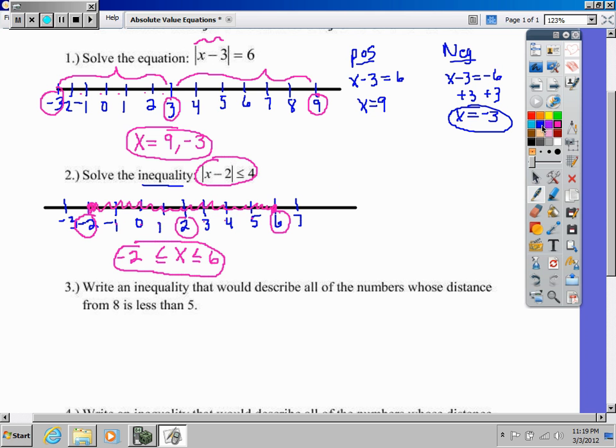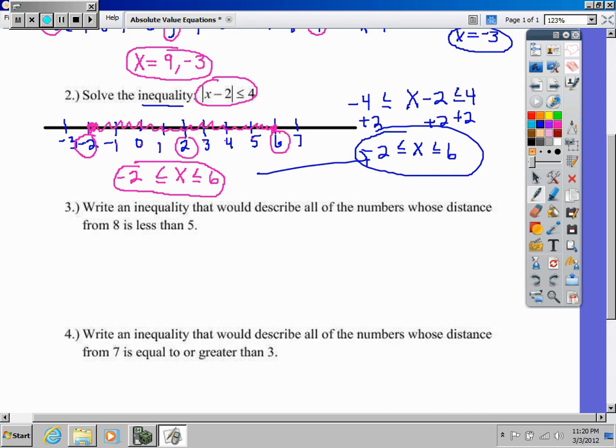Now, for some people, in some of their math classes, what they might have done is they would have said, well, if it's positive, it says x minus 2 is less than or equal to 4. But if it's negative, then it has to be greater than or equal to -4. And then you just add 2 to both sides. So that would get you -2 and 6, which is the same thing.